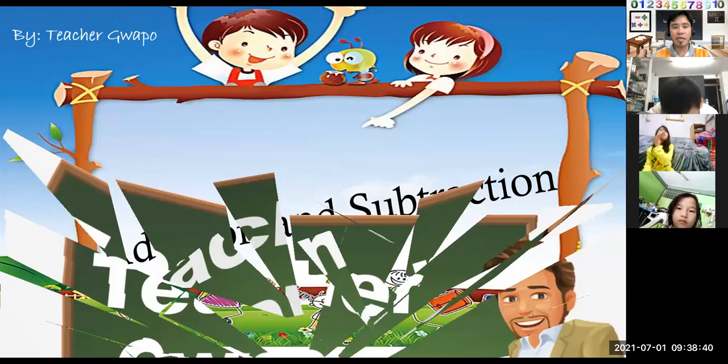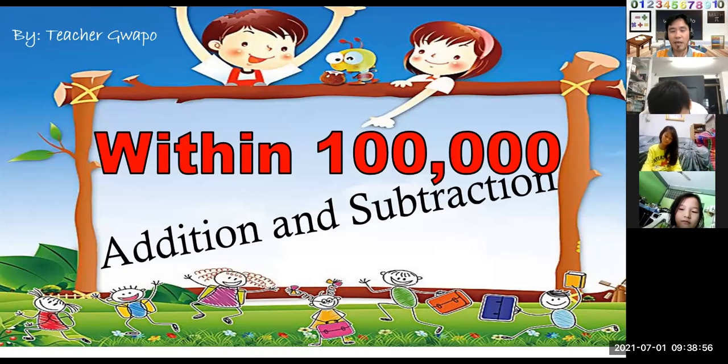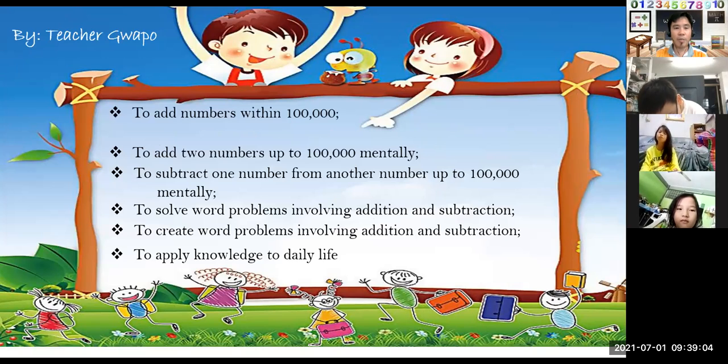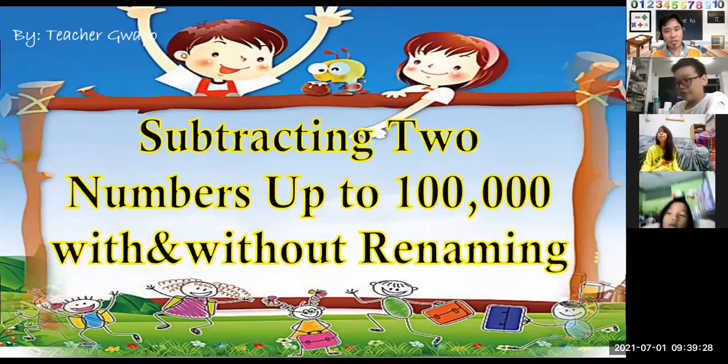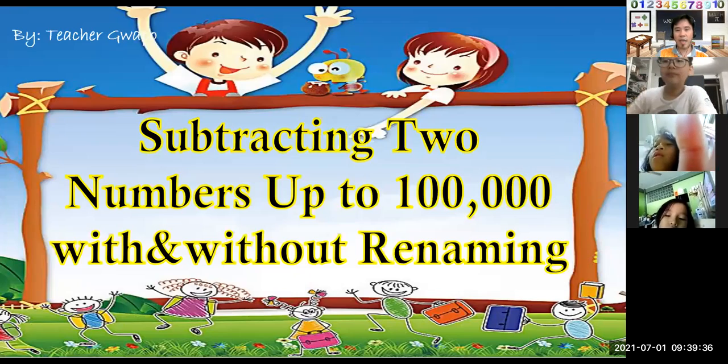Okay, here we go. Our topic this time is about addition and subtraction. We are in chapter 2. Good. Now we are in addition and subtraction within 100,000. In the previous video, we learned about adding numbers up to 100,000 with and without renaming. So you know it already. This is one of the objectives that we need to obtain in this chapter. And at this time, we will subtract one number from another number up to 100,000. Now, subtracting two numbers up to 100,000 with and without renaming.